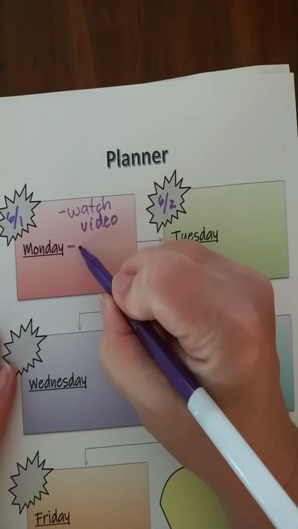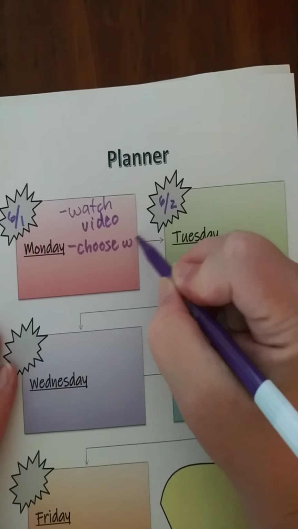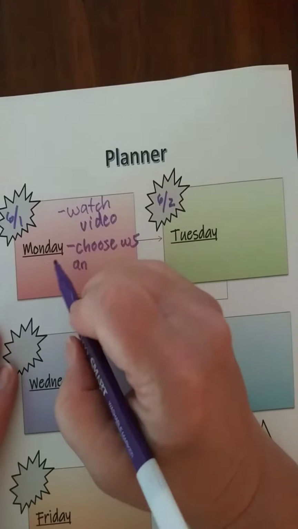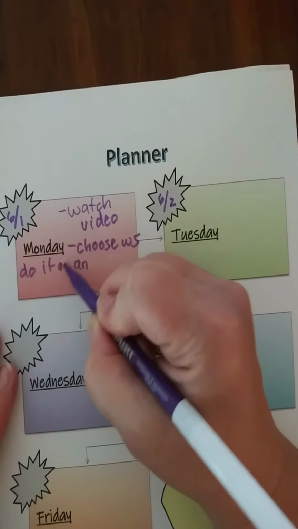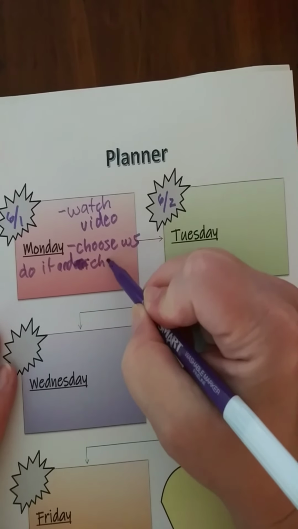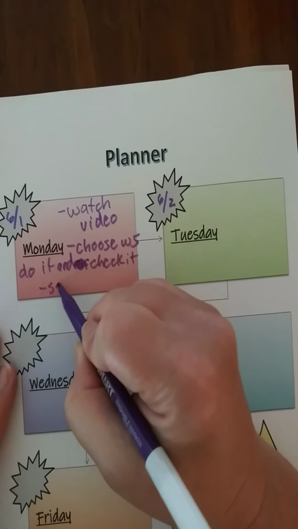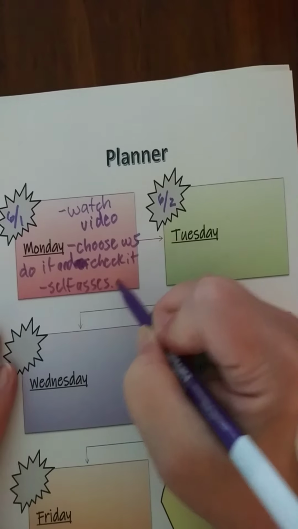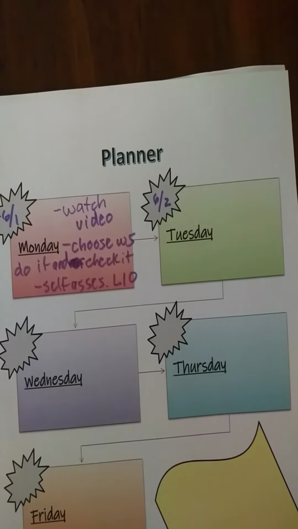You want to choose an assignment. So choose a worksheet, do it, and check it. Okay. Next is the self-assessment, and this is lesson 10. Okay. That's for Monday or Tuesday.